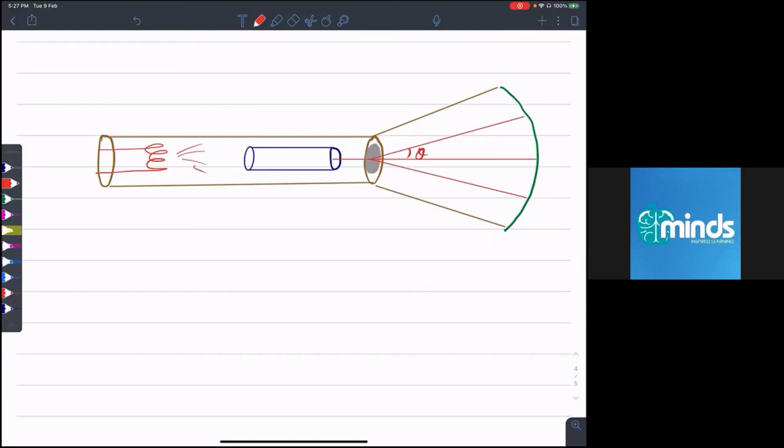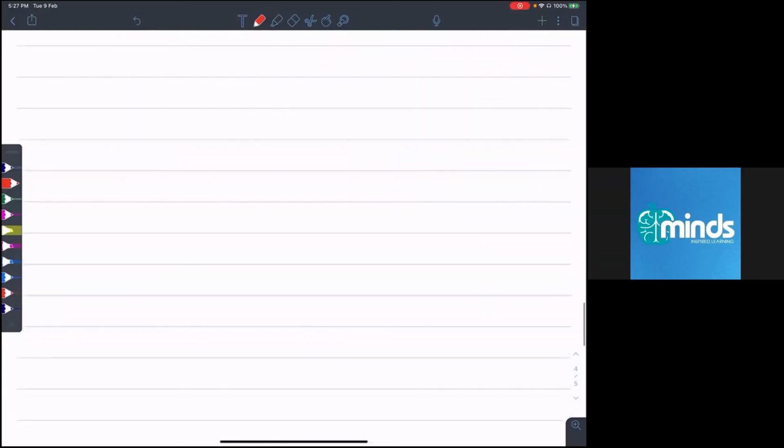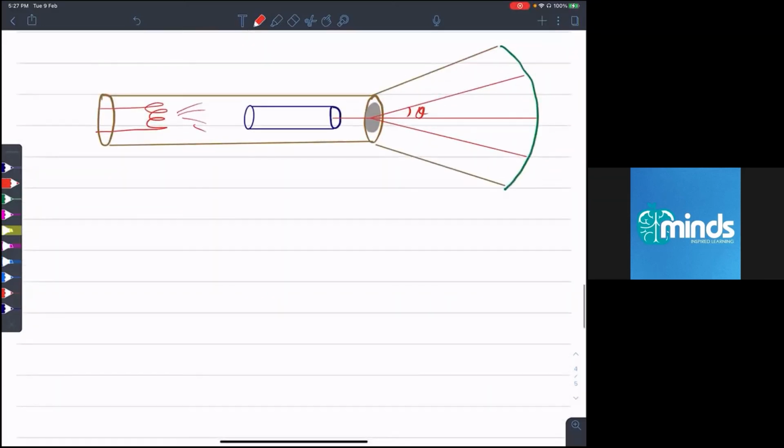Now, if you look at this screen from the front, you will obtain something like this. This point is O, so point O will be the center. Between this point and this point, a circle will be forming on the screen. That shows the diffraction of electron.